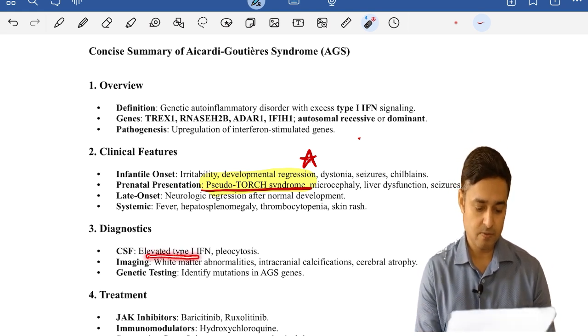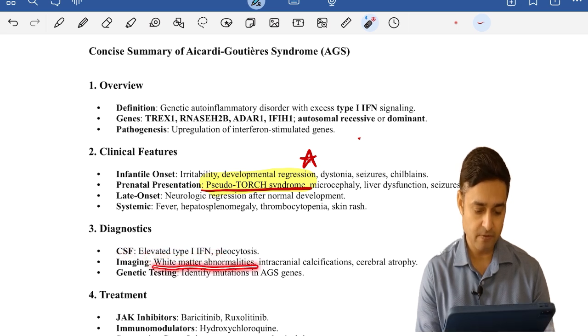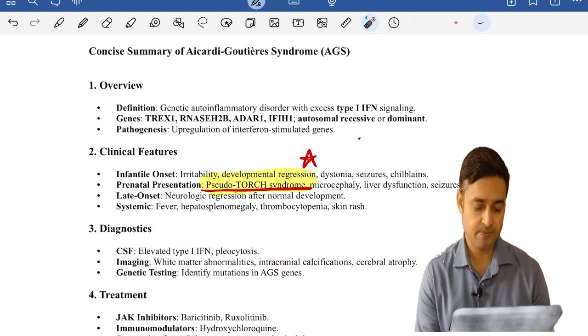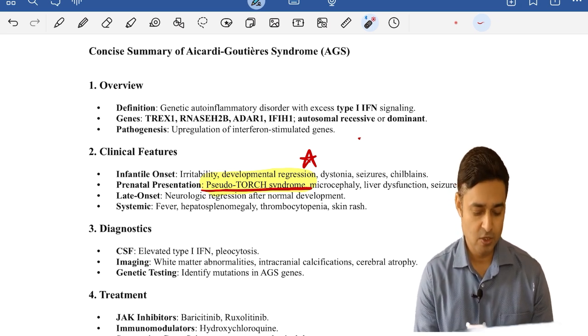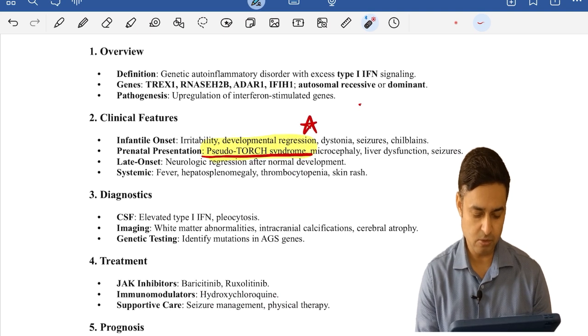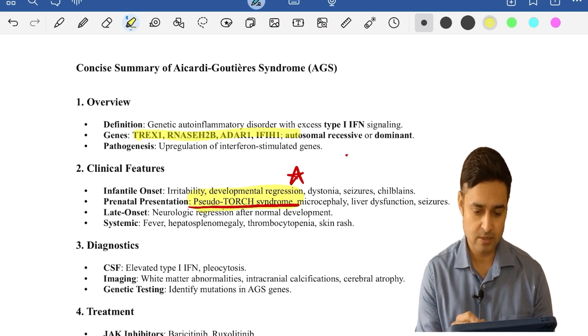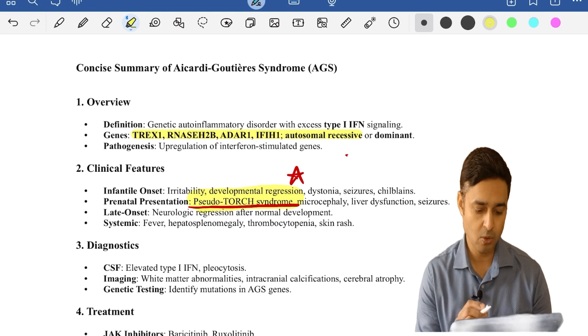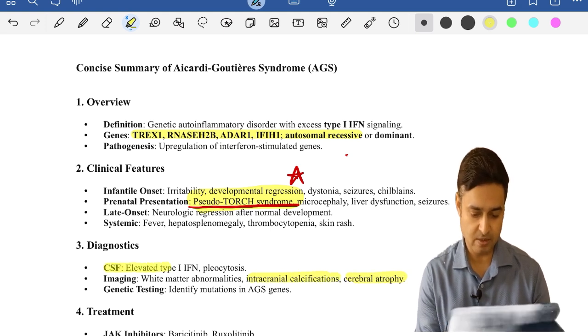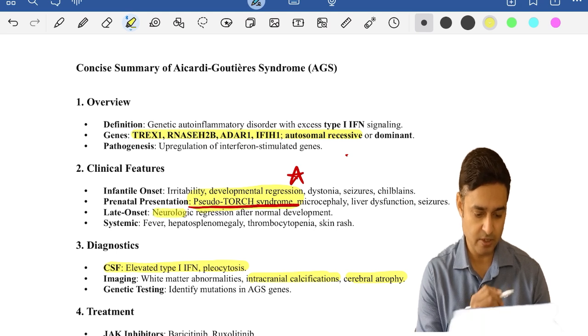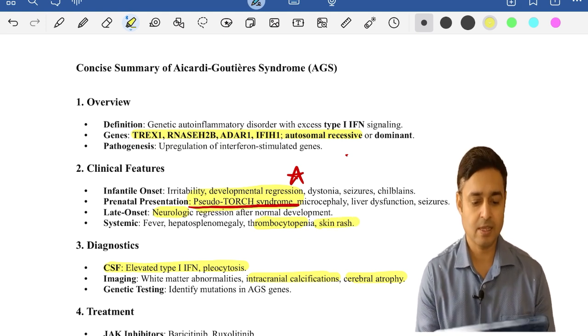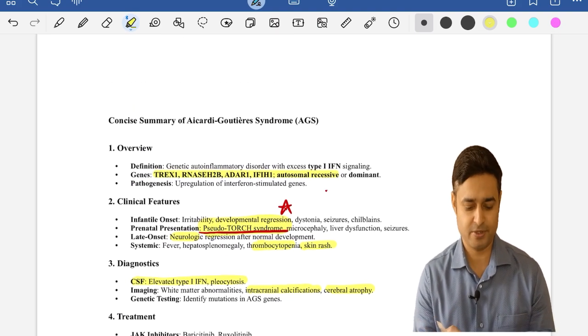How will you diagnose? You will diagnose with elevated interferon type 1 in CSF and imaging like intracranial calcification, genetic testing by mutation in AGS gene. Treatment: because this is caused by the JAK-STAT pathway, JAK inhibitors like baricitinib and ruxolitinib, and hydroxychloroquine also. Prognosis is variable. From this slide, if something has to be remembered, it is the genes, then imaging with intracranial calcification, cerebral atrophy, CSF elevated type 1 interferons, and some neurological symptoms, thrombocytopenia and skin rashes. This is good enough for AGS for exam purposes, definitely.